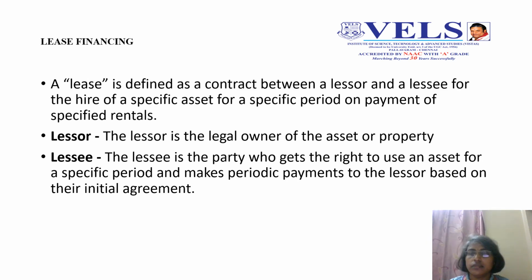The next source of finance is lease financing. As the definition says, a lease is a contract between a lessor and lessee for the hire of a specific asset for a specific period on payment of specified rentals. In a lease contract, a lessor and a lessee will be there. A lessor is the legal owner of the asset or the property, and the lessee is the party who gets the right to use an asset for a specific period and makes periodic payments to the lessor based on their initial agreement. So an agreement will be signed between a lessor and lessee for the use of a particular asset. The lessor will receive the lease rentals from the lessee during the tenure. This is about lease financing.